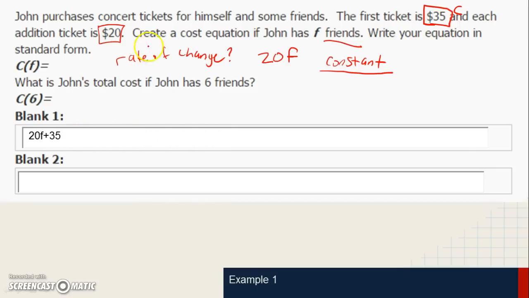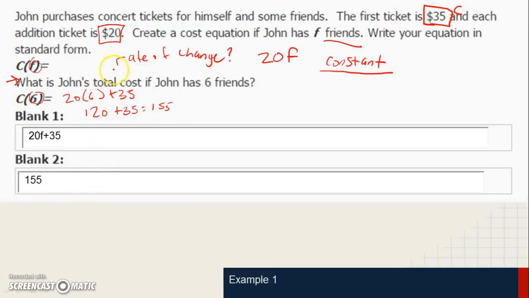Well, now this wants to know right here in the second portion, what is John's total cost if John has 6 friends? Well, the way that I evaluate that is I say, take all the F's and replace them with 6's. So 20 times 6 plus 35. 20 times 6 is 120. Plus 35 is simply 155. So that's my blank 2, 155.